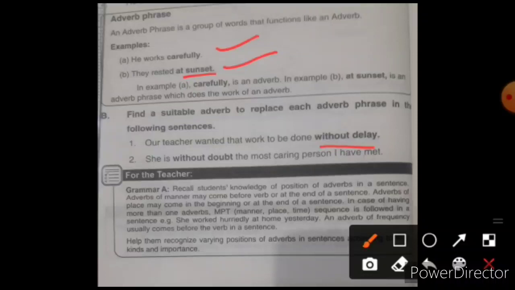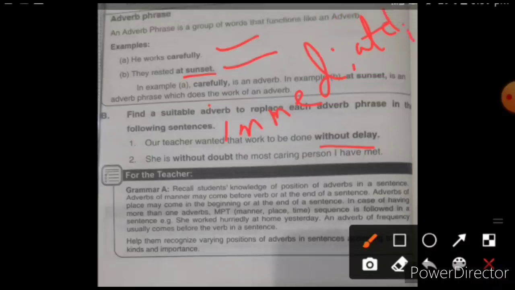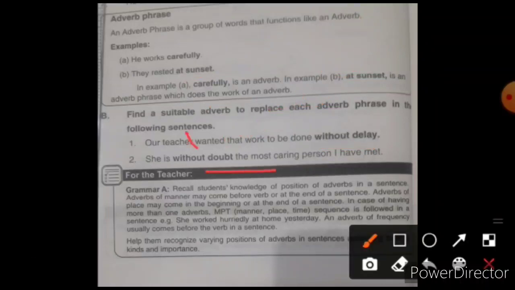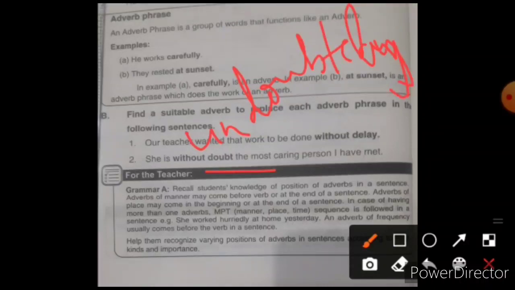So the first one is: our teacher wanted that work to be done without delay. So what is going to be the other word? Simple adverb. It will be immediately. Then we have the next one, and that is: she is without a doubt the most caring person. So over here we are going to say that she is undoubtedly. Undoubtedly का मतलब होता है कि without any doubt. Okay, undoubtedly. सही है. Then we are going to go to the next page now.